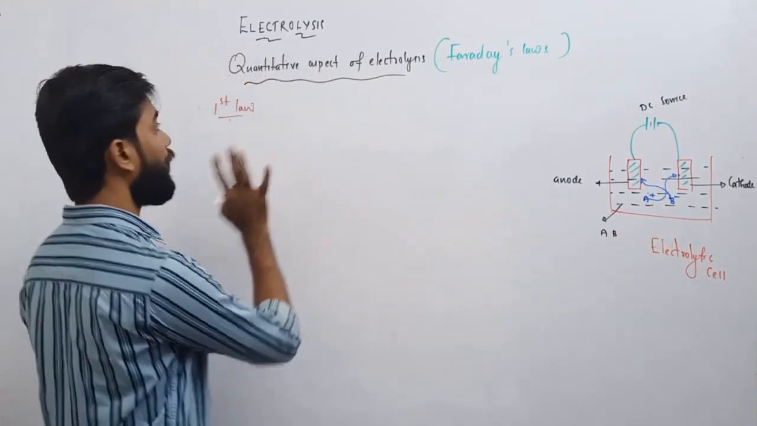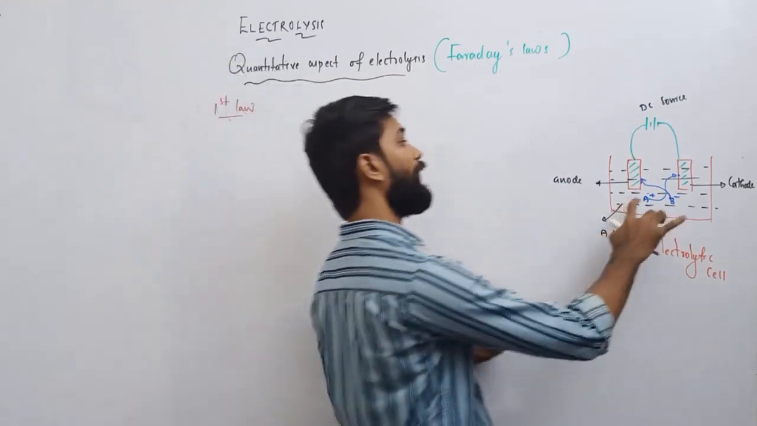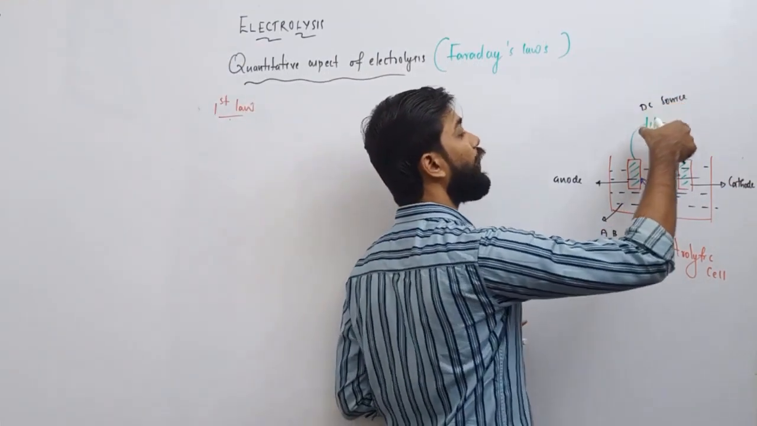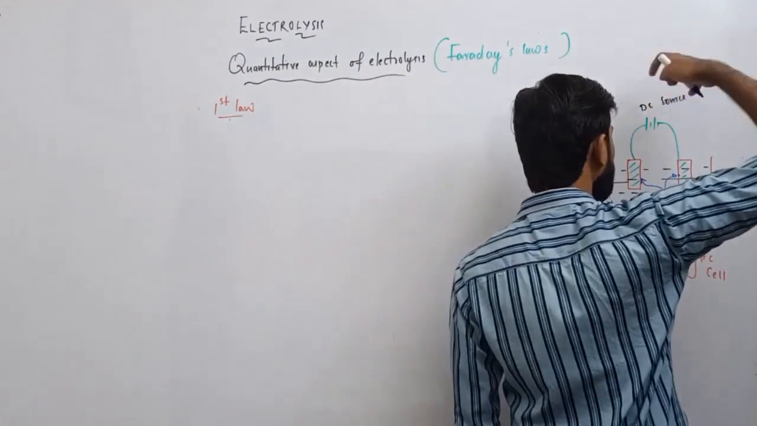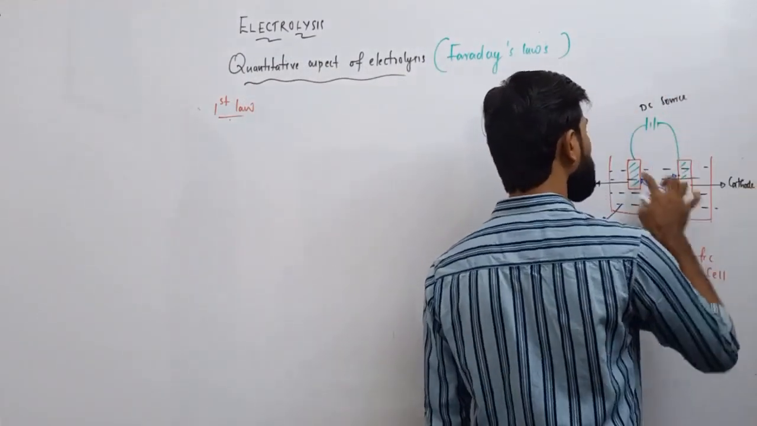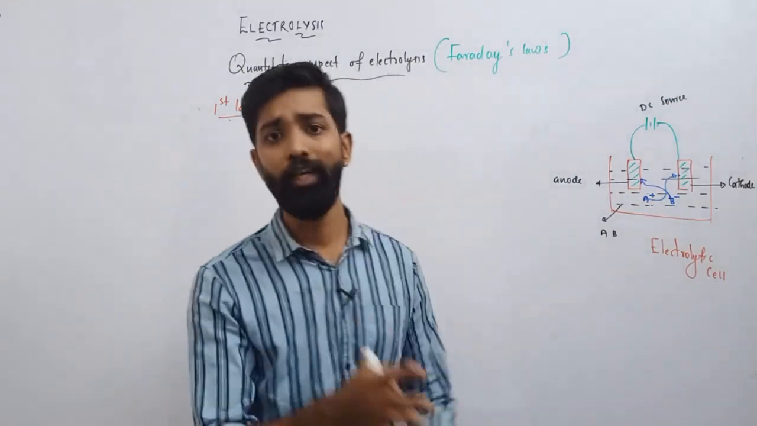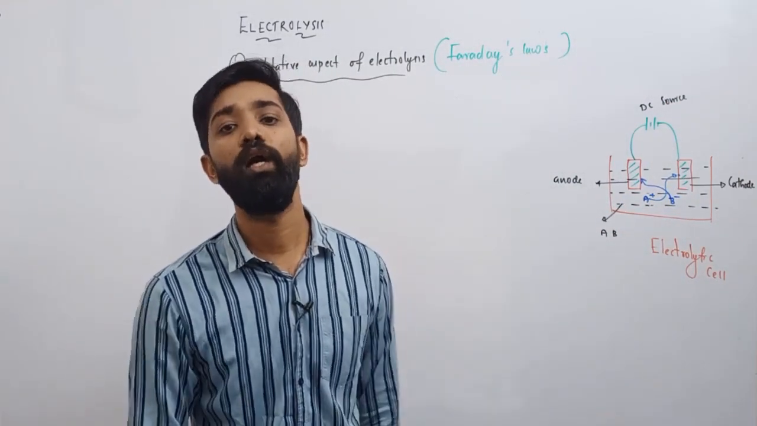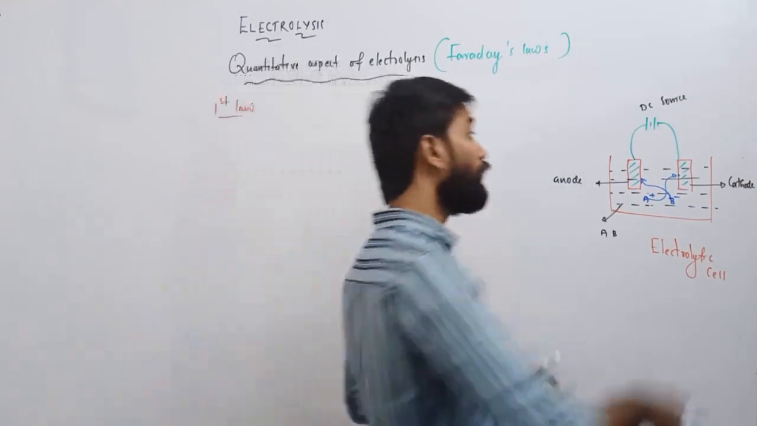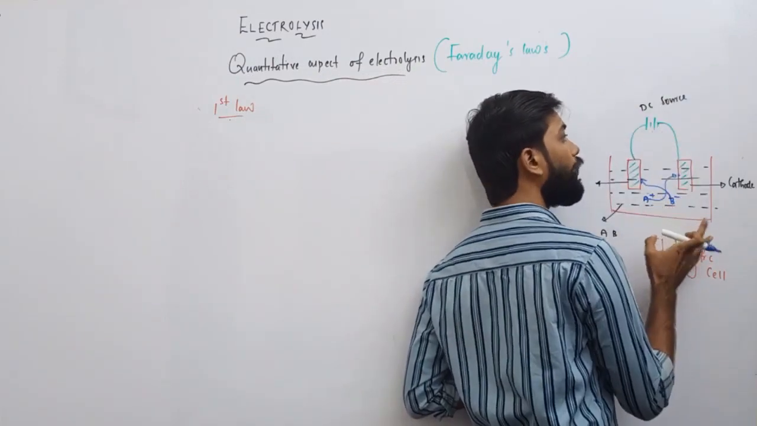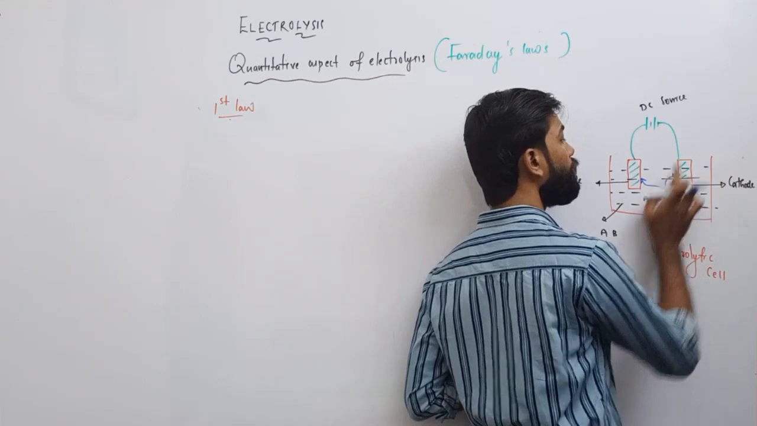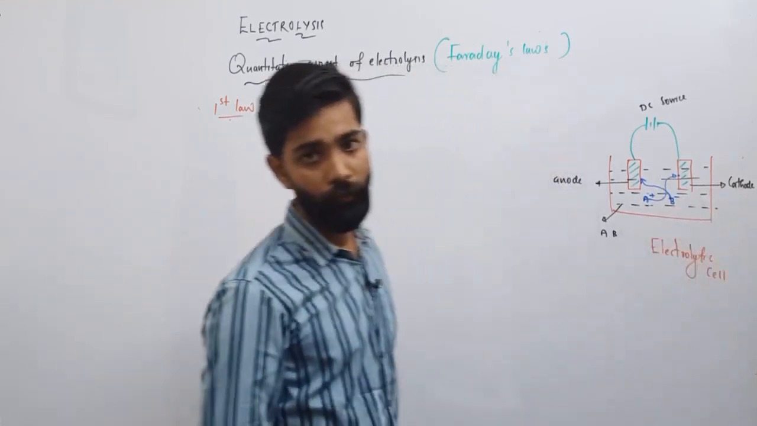Here the first law deals with the relation between the mass and the amount of electricity passed. We all know that if a greater amount of electricity is passed, then greater will be the reaction, greater will be the deposition, greater will be the mass deposited, right? If a huge amount of current is passed, then greater will be the electrolysis process, which means greater will be the deposition of A and B minus.